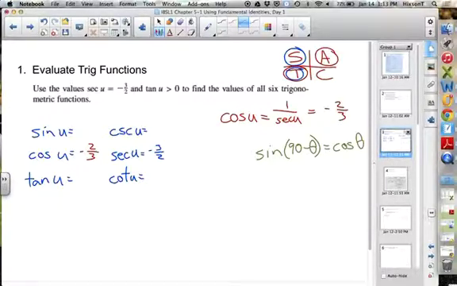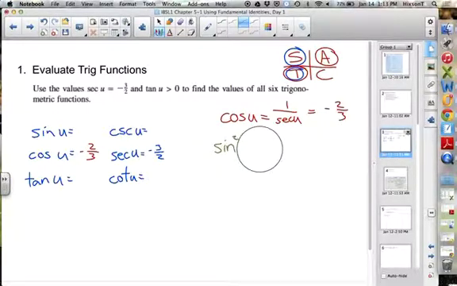How else are sine and cosine related? Cosine squared plus sine squared. What do we call those? Do you guys remember? Pythagorean. Yeah, the Pythagorean identities. Sine squared u plus cosine squared u equals 1. Right? So since we know what cosine is, we can plug that in. Now, what do we know about sine before we go any further? Since we're in the third quadrant, we know sine is negative. So, if we plug in cosine is negative 2/3, what's cosine squared?